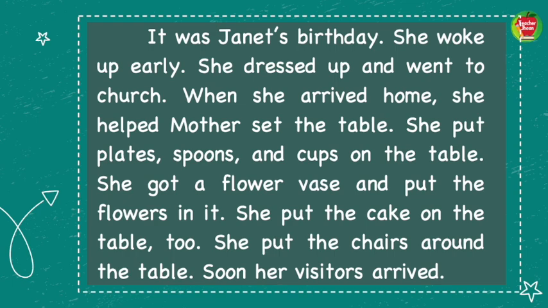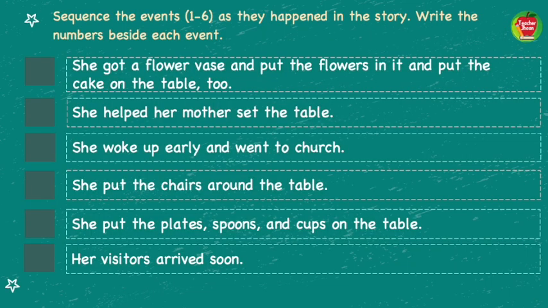She got a flower vase and put the flowers in it. She put the cake on the table too. She put the chairs around the table. Soon, her visitors arrived. Now sequence the events 1 to 6 as they happened in the story. Write the numbers beside each event. You can pause this video to answer this. Here are the answers.